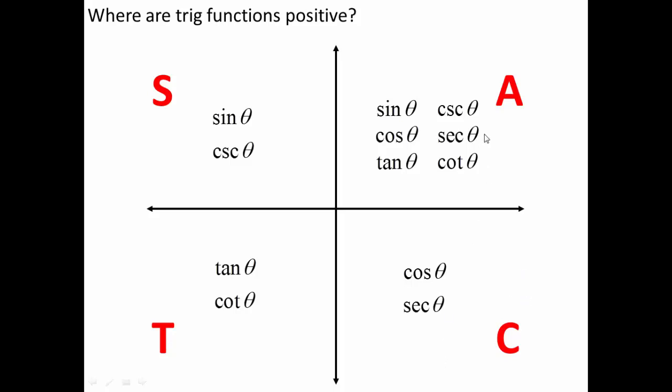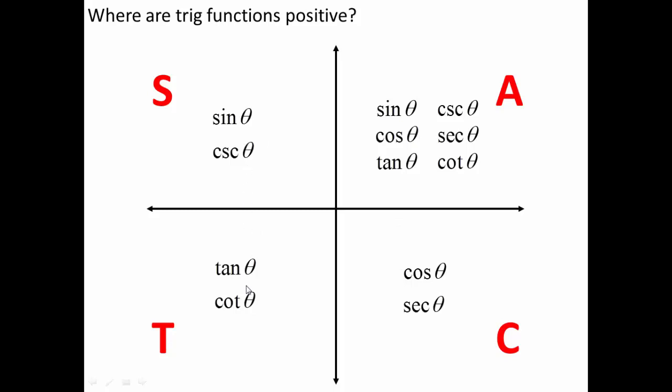So as long as you remember ASTC, all students take calculus, then you can remember which trig functions are positive in which quadrant. Or of course, you could always go back to the definitions. Y is positive up here, y is negative down here. So sine is positive, sine is negative. Cosine is positive, cosine is negative. Because x is positive, x is negative.